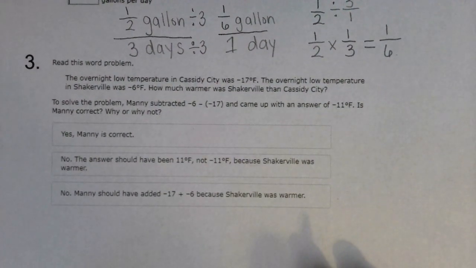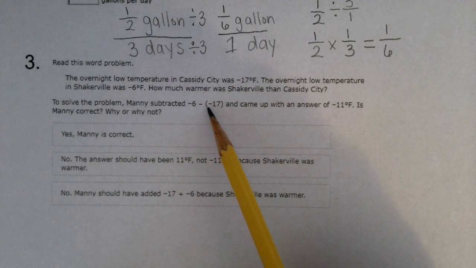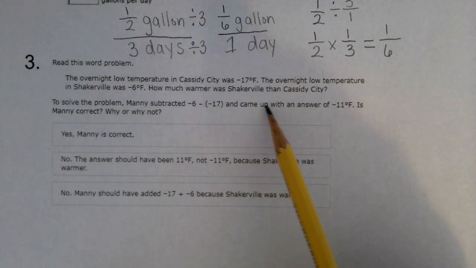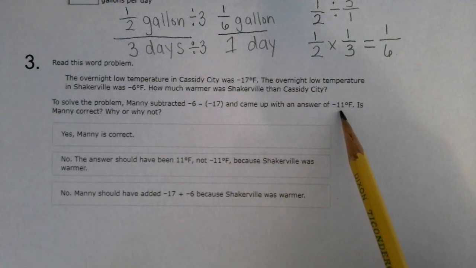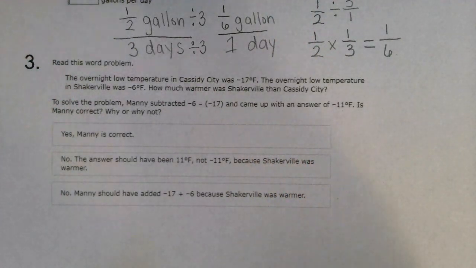And then we've got this word problem. The overnight low temperature in Cassidy City was negative 17 degrees Fahrenheit. The overnight low temperature in Shakerville was negative 6 degrees Fahrenheit. How much warmer was Shakerville than Cassidy City? And it says to solve this problem, Manny subtracted negative 6 minus negative 17 and came up with an answer of negative 11 degrees Fahrenheit. Is Manny correct? Why or why not?